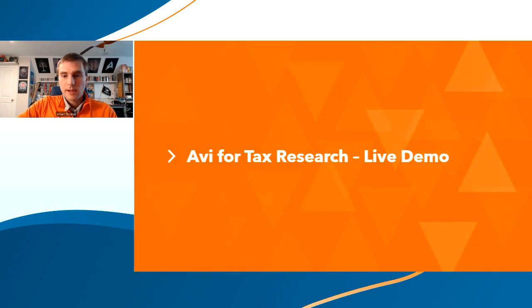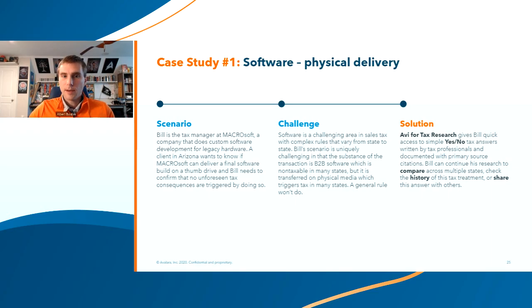So now let's take a look at Avi, and the way we're going to do that is through a few examples. This first example, we're going to take Bill. Bill is the tax manager at Microsoft, a company that does custom software development for legacy hardware. A client in Arizona wants to know if Microsoft can deliver a final build on a thumb drive, and Bill needs to confirm that no unforeseen tax consequences are triggered by doing so.